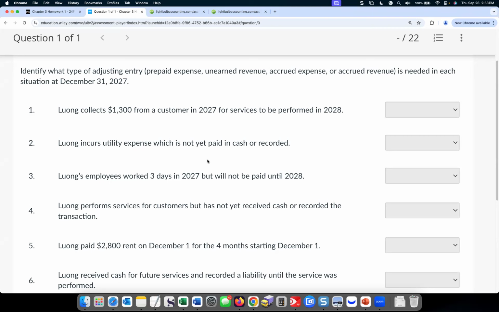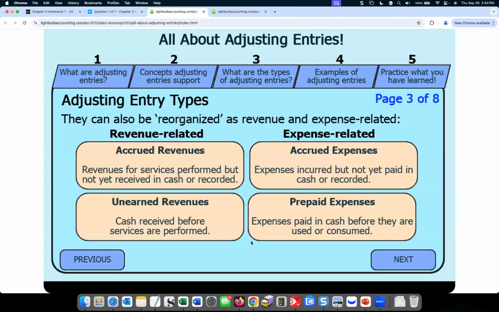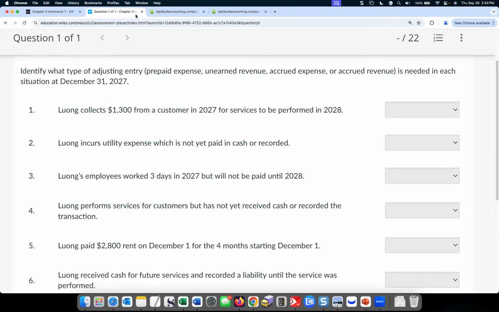Luong's employees worked 3 days in 2027, but will not be paid until 2028. Is that revenue related or expense related? Expense, that's pretty easy to spot. So are we talking about an accrued expense or a prepaid expense? Yeah, this is an accumulation of cost. We didn't buy an asset up front that we're going to charge to expense later, because that's what a prepaid is. So yes, that would be an accrued expense.